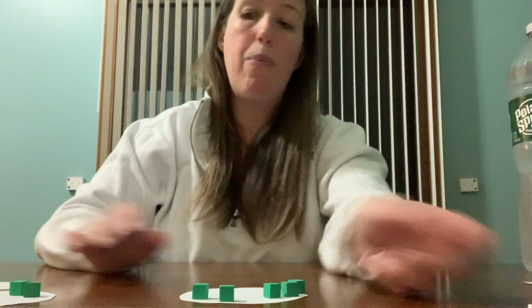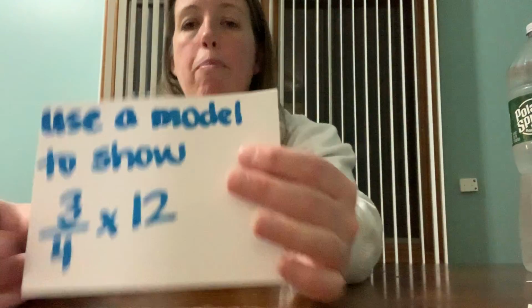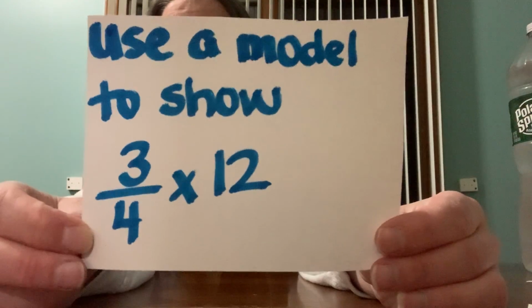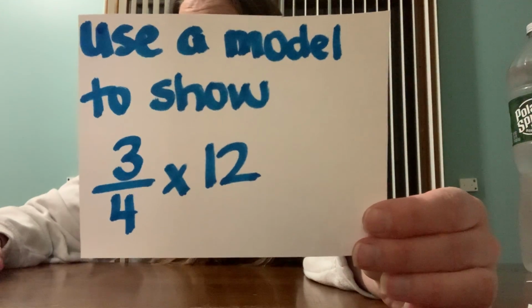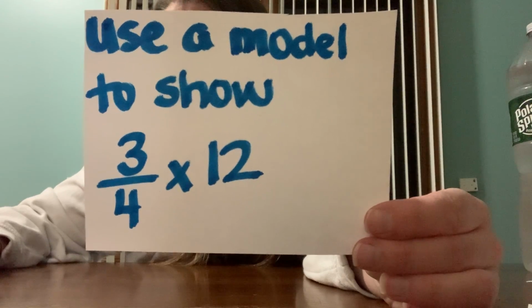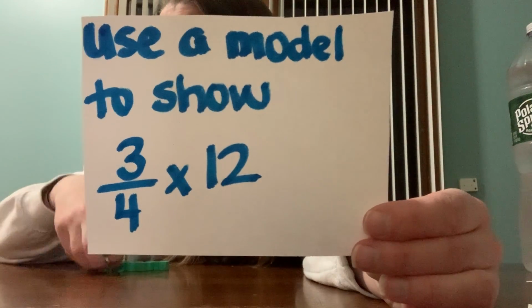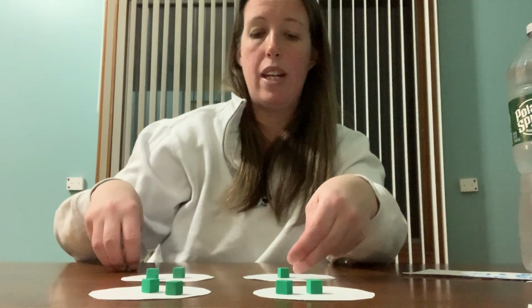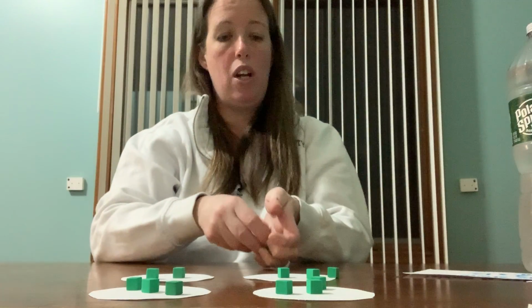All right, watch me do another one. Use a model to show 3/4 of 12. So think to yourself, how many 1's cubes will I need? 12. And how many groups will I be placing them into? 4. 1, 2, 3, 4. Here's my 4 groups. And I need to split up 12 things. I hope you can see this good enough. Okay. 1, 2, 3, 4, 5, 6, 7, 8, 9, 10, 11, 12.